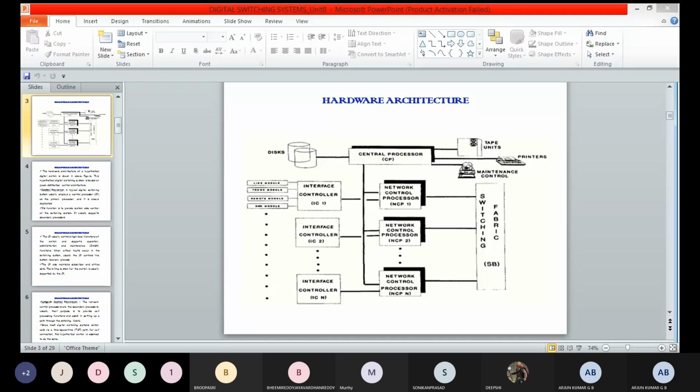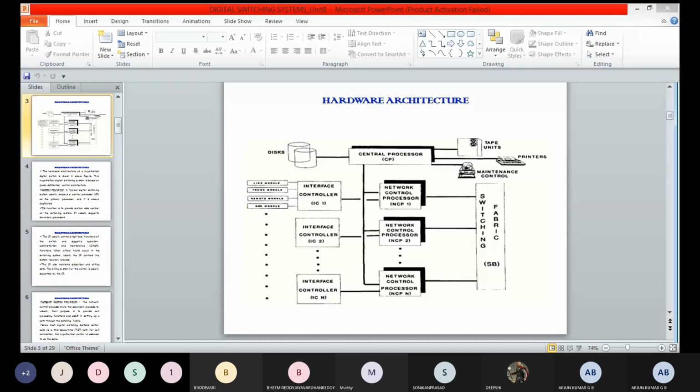In these concentrators, time division multiplexing systems are used to make the connection between the line modules as well as the trunk modules.